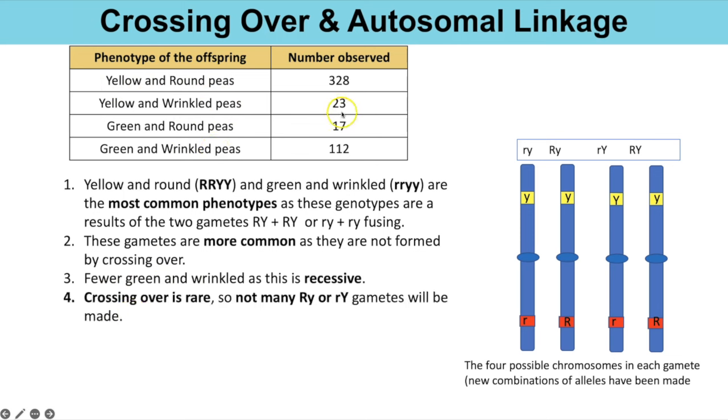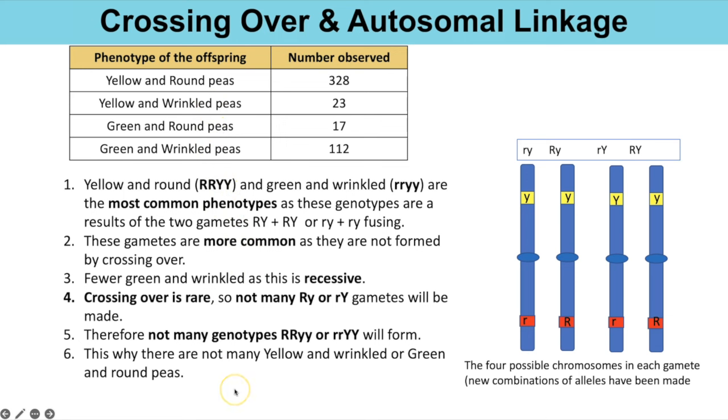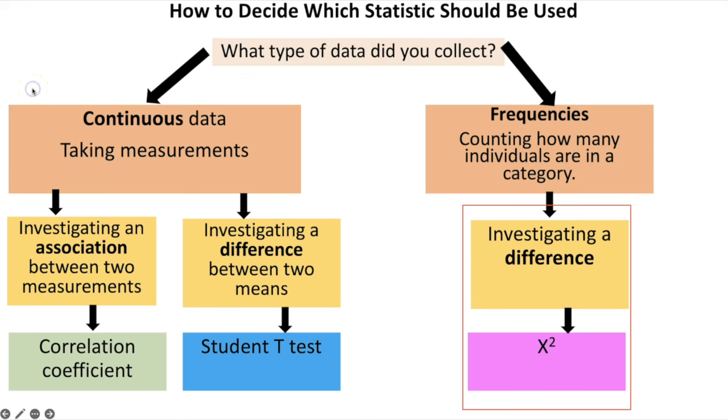Then why we don't have very many at all of the middle 2: those 2 are a result of crossing over to create the capital R lowercase y and the lowercase r capital Y gametes. And crossing over doesn't happen all the time, it's rare. And therefore we wouldn't get very many of these 2 genotypes, which is how we'd get those 2 phenotypes. So that would be your explanation of those results, combining the concept of autosomal linkage and crossing over.